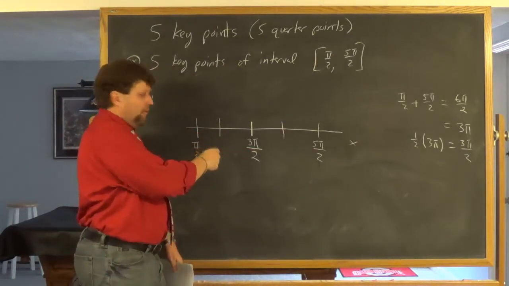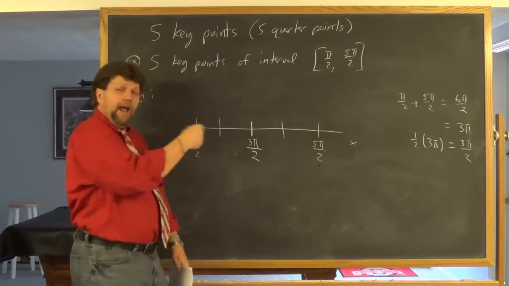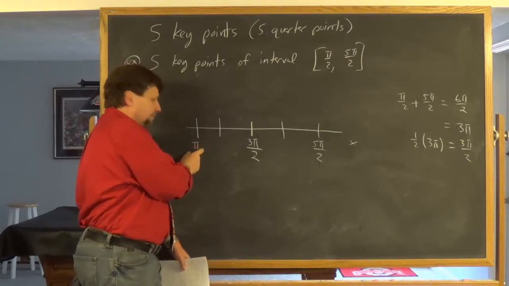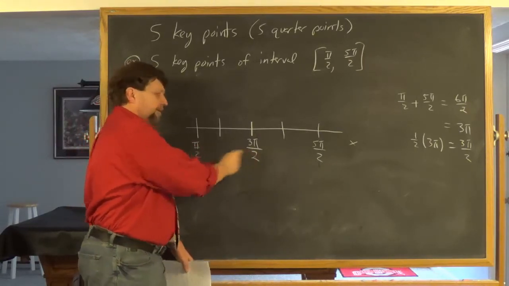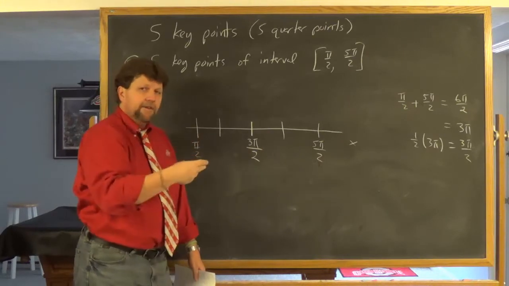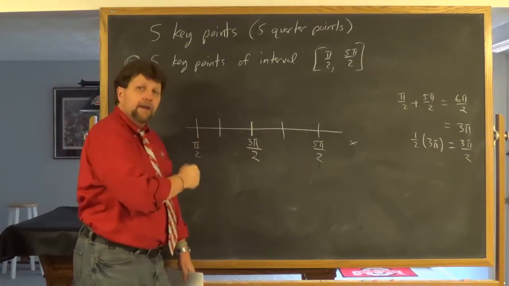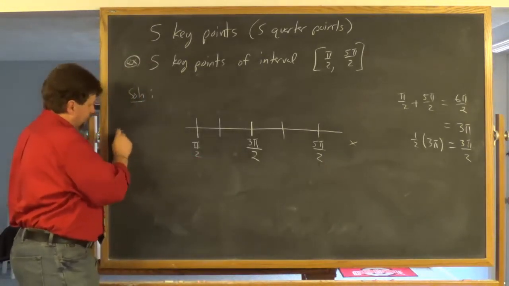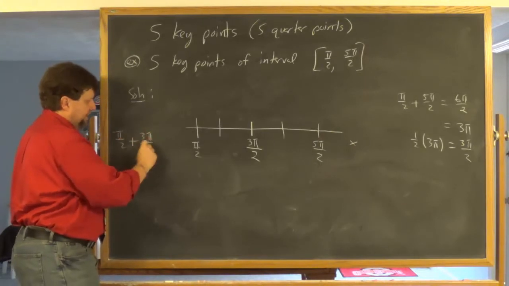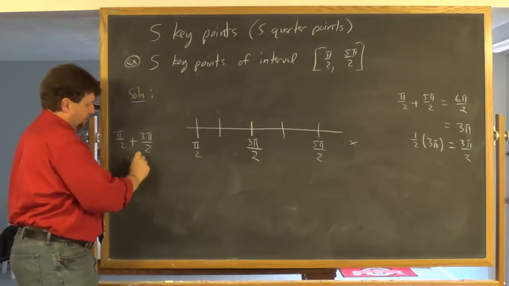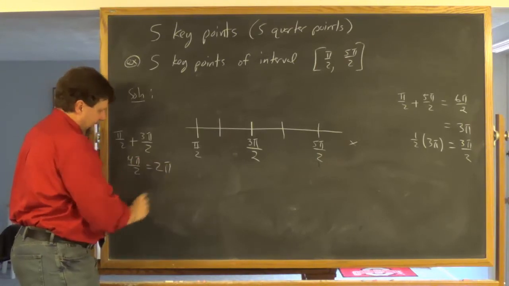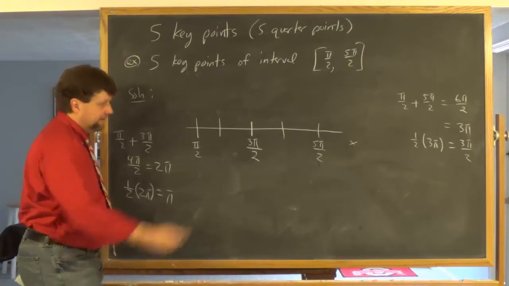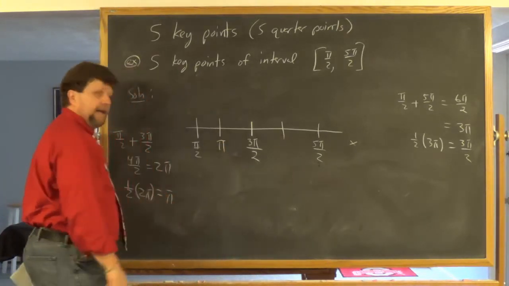Notice the first quarter point will be the midpoint, or halfway, between pi over 2 and 3 pi over 2. So how do you get the midpoint between pi over 2 and 3 pi over 2? Well, it's like finding the average. You just add these together and take half of that. I'll try that over here. Pi over 2 plus 3 pi over 2 gives me 4 pi over 2, which is 2 pi. Take half of that, and it gives me pi. The first quarter point is pi.